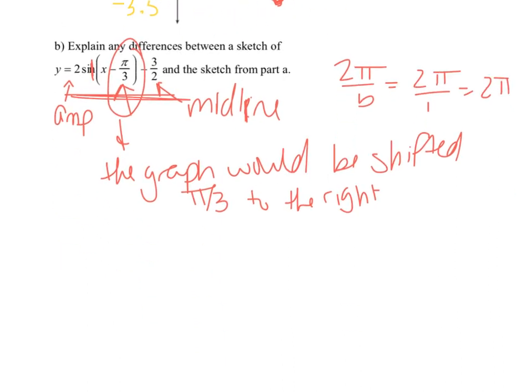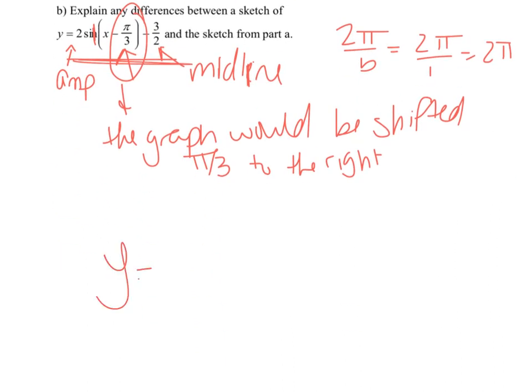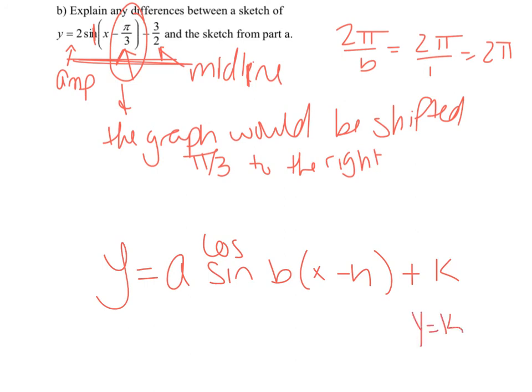So overall, with this equation, A is your amplitude. This can be sine or cosine. B is your frequency, which can tell you whether or not it's a horizontal stretch or shrink. This negative h is left or right. If it's negative, it's right, and if it's positive, it's left. And this k over here is your vertical shift up or down. If it's positive, it's up. If it's negative, it's down. And k also gives you the equation of the midline. So your midline is always the equation y equals k.